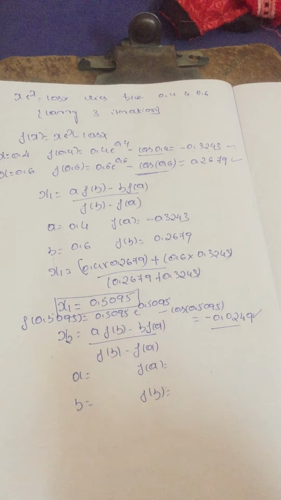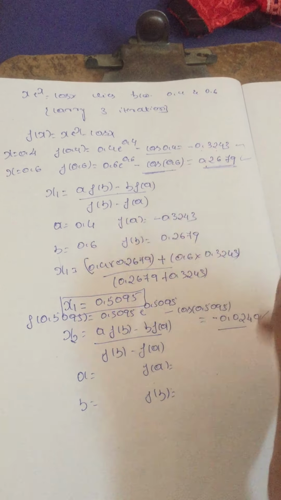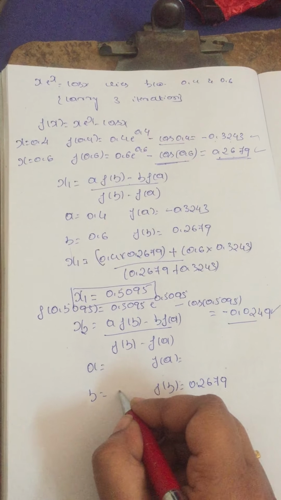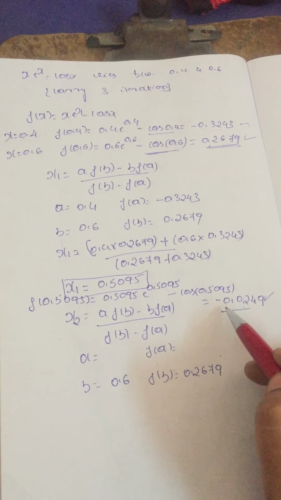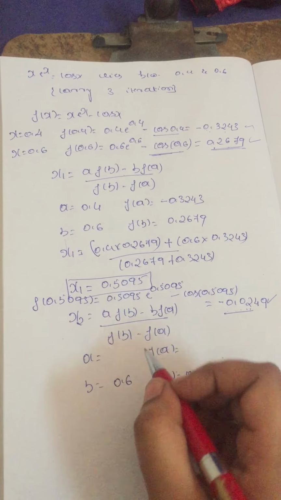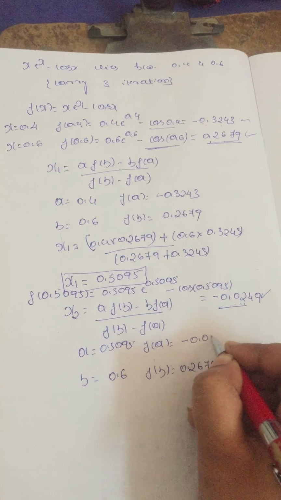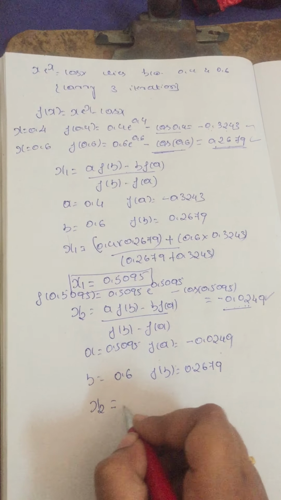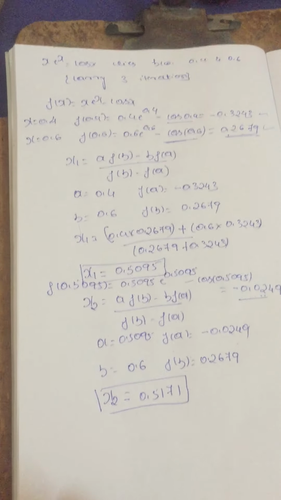Comparing the 3 values, choose one negative value and also one positive value. Comparing 3, 0.2679 is the positive value, that is considered, corresponding b value 0.6. So of the remaining, minus 0.32 and minus 0.02, minus 0.02 is nearest to 0. So take a is equal to 0.5095 and f of a value minus 0.0249. Now all the values are kept in this equation, simplify. Here we get the x2 value 0.5171. So the condition is carry out 3 iterations.